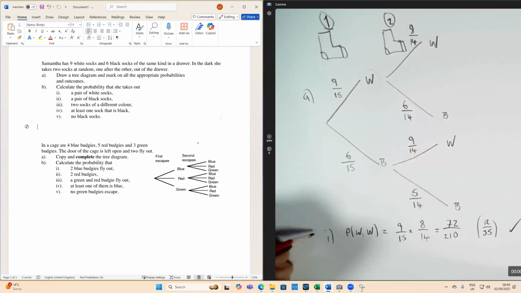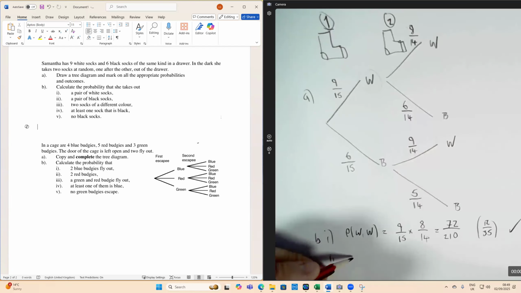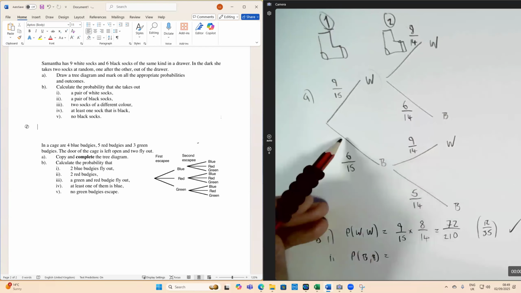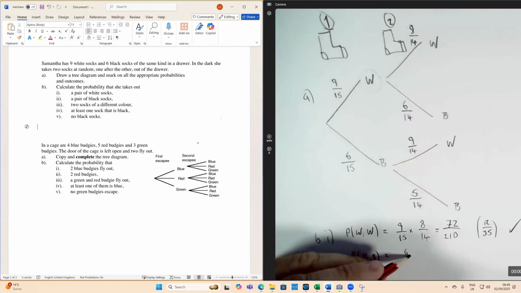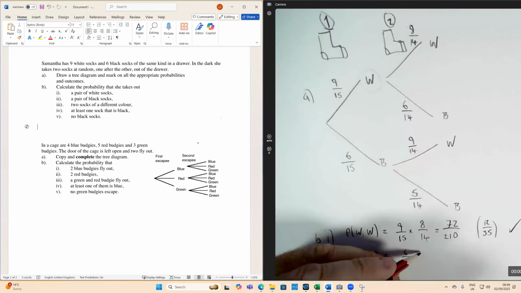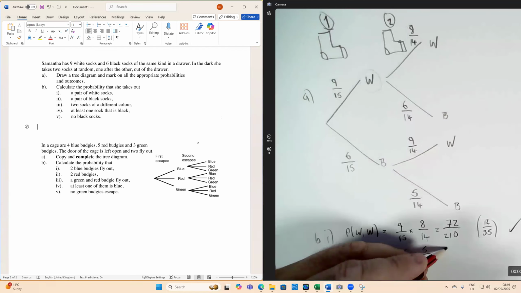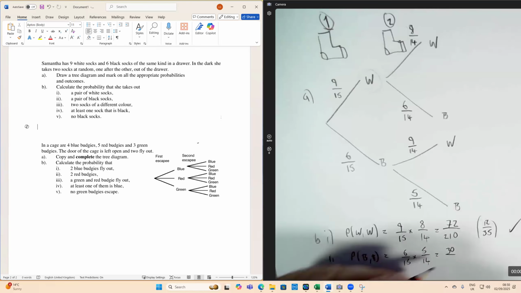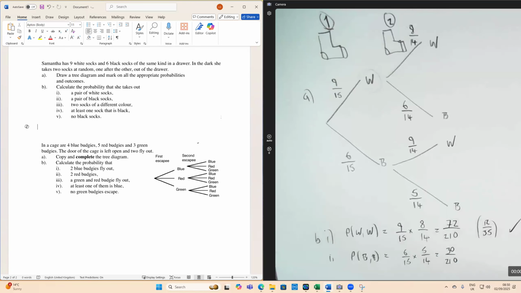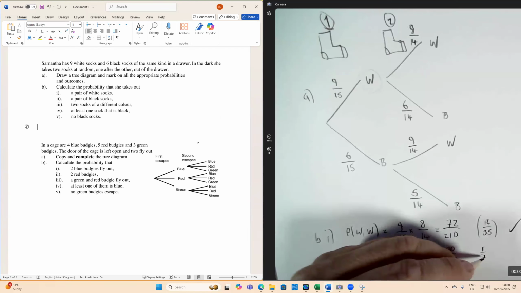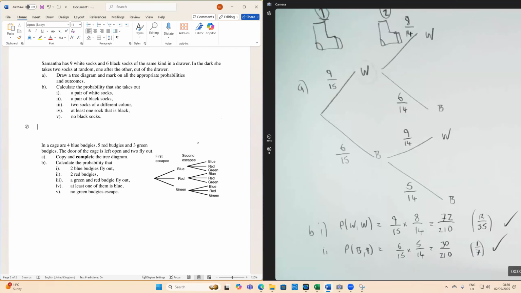Next one, this is part B now, a pair of black socks. So this is the probability of black and black. The probability of black and black is going to be 6 over 15 times 5 over 14. So 5 times 6 is 30, and it's still going to be over the 210. Now we've got 30 divided by 210, which is a seventh. So 1/7 is our probability of selecting black and black.